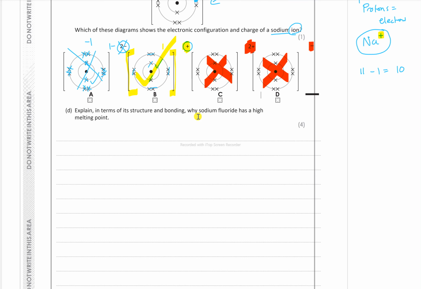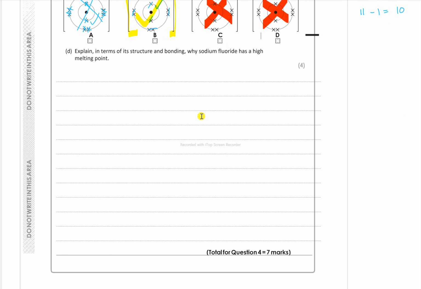Right, okay, let's look at this. Whenever they talk about high melting points and boiling points, and they've also said that we know this is metal, non-metal, so it's ionic. Okay, so first of all, if it's a high melting point, you say sodium fluoride has a giant ionic structure, or you can use the word lattice. That is like a repeated pattern.